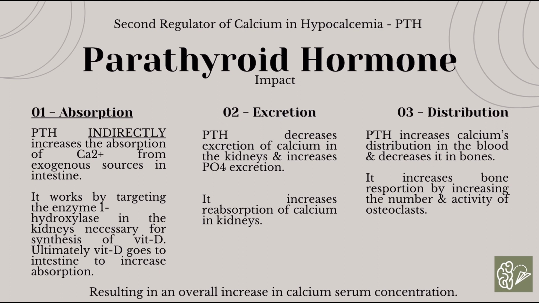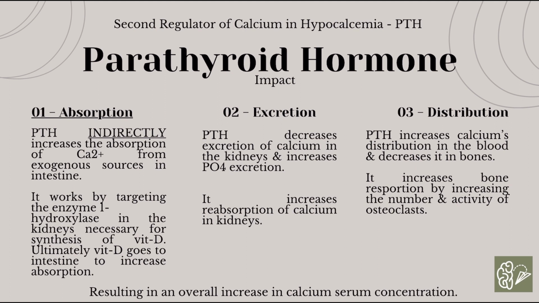Instead, what it does is it targets the kidneys and activates a certain enzyme called 1-hydroxylase. And this, if you recall, is an enzyme that's important for the activation of vitamin D. We said that vitamin D, initially in its inactive form, cholecalciferol, goes to the liver, becomes 25-hydroxycalciferol, then goes to the kidneys, and via 1-hydroxylase becomes 1,25-hydroxycalciferol, which is the active form of vitamin D.